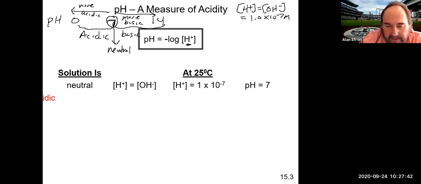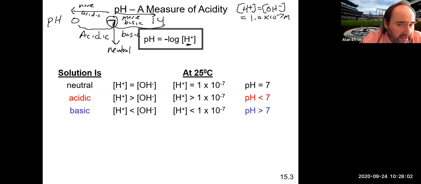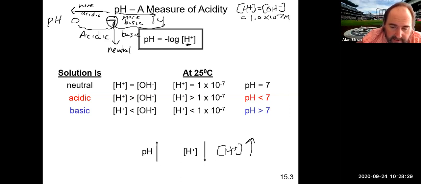Acidic is what we have been talking about here: we have an H plus concentration that is larger than the OH minus concentration, which means when you put it into the formula, you will get a pH that's less than 7. Basic is what we saw as well: when you have an H plus concentration that's less than the OH minus concentration, you will end up with a pH of greater than 7. The relationship between pH and H plus is, as the H plus concentration goes down, the pH goes up, and vice versa. As the H plus goes up, the pH will go down. So these, again, are the two relationships there.